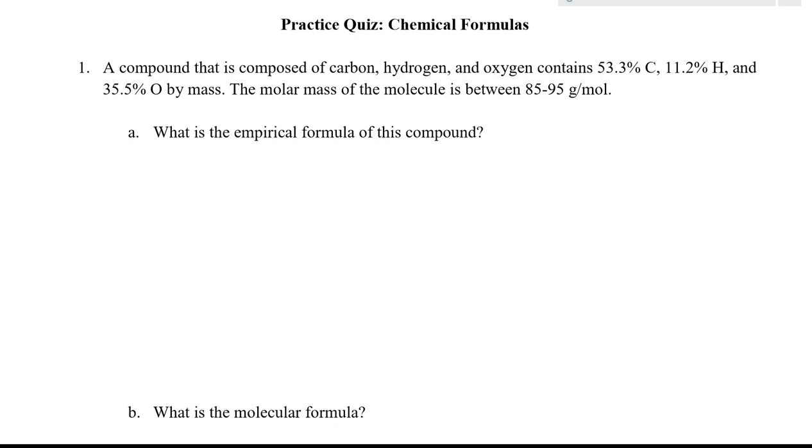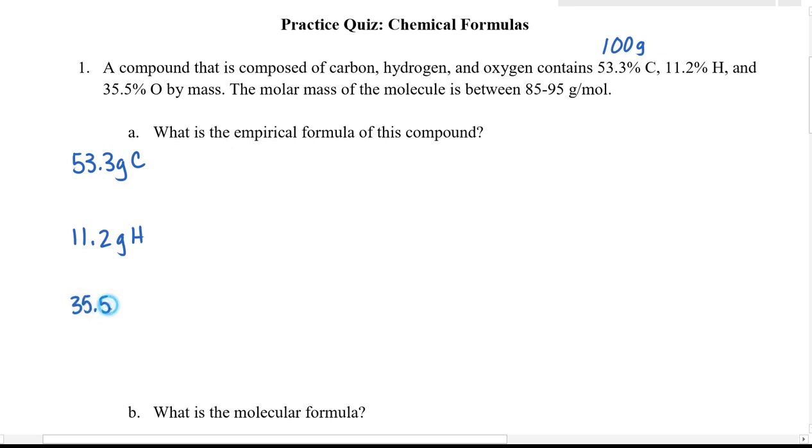So the first step, percent to mass, means we're just going to assume we have a 100-gram sample just to make our life easier. And if we had a 100-gram sample and 53.3% of it was carbon, then we would have 53.3 grams of carbon. And I'm going to do the same thing for all my elements. So I've just taken those percentages and converted them into grams. That is percent to mass.